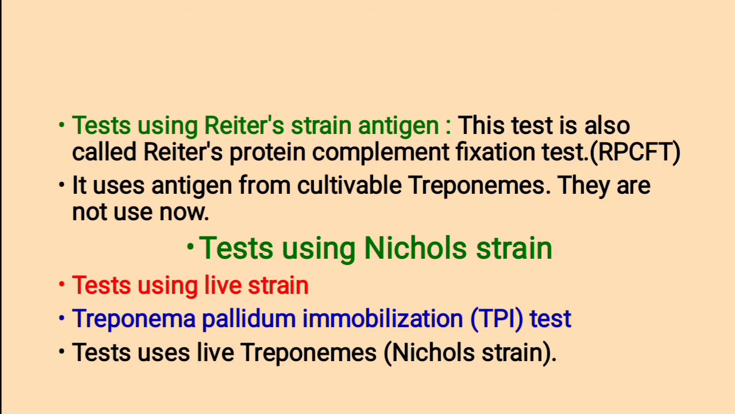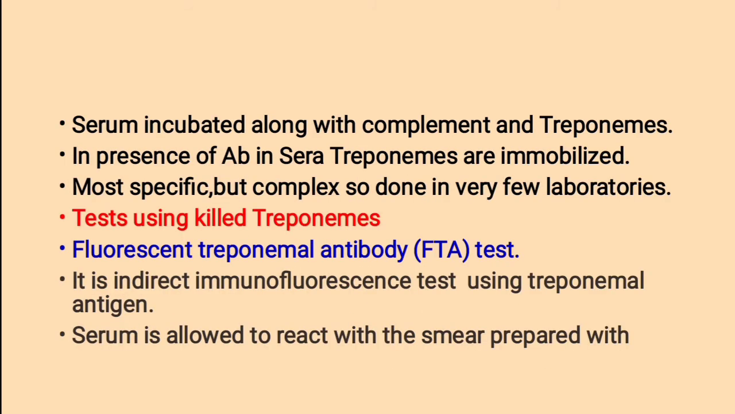This test uses live treponemas, that is the Nichols strain. Serum is incubated along with complement and treponema. In presence of antibody in serum, treponemas are immobilized. This test is most specific but complex, so it is done in very few laboratories.